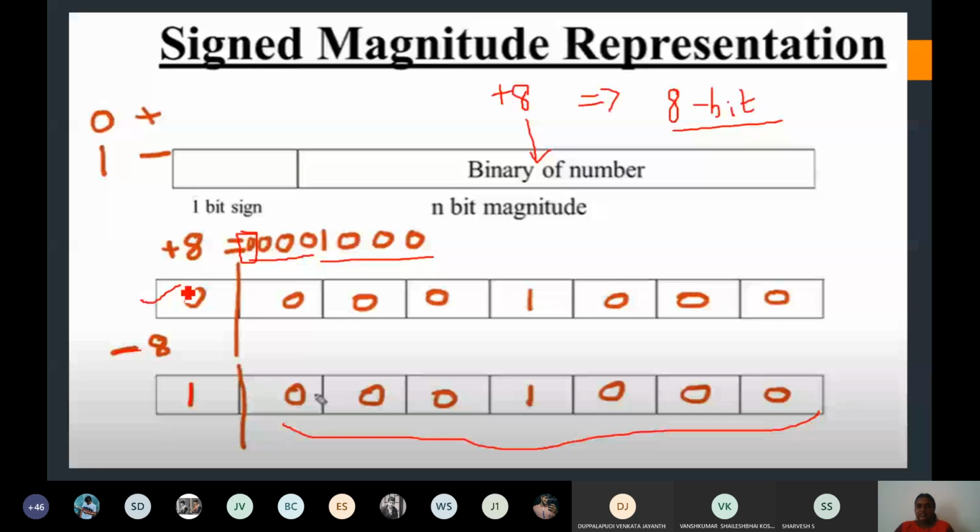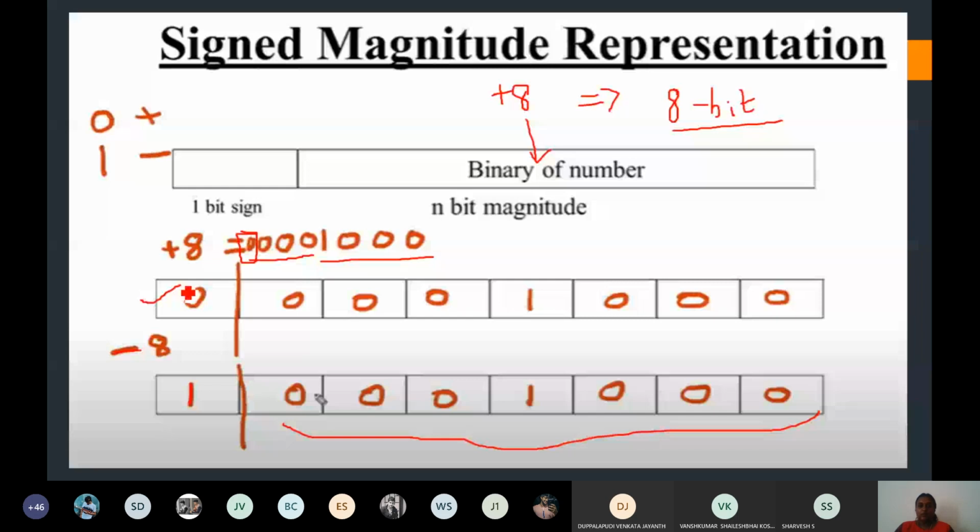Now, what is the representation of plus 5 using 5 bits? Plus 5 using how many bits? Only 5 bits I am going to take. Okay, this is going to be the least significant bit, and this is going to be the most, sorry, here it is going to be the most significant bit.